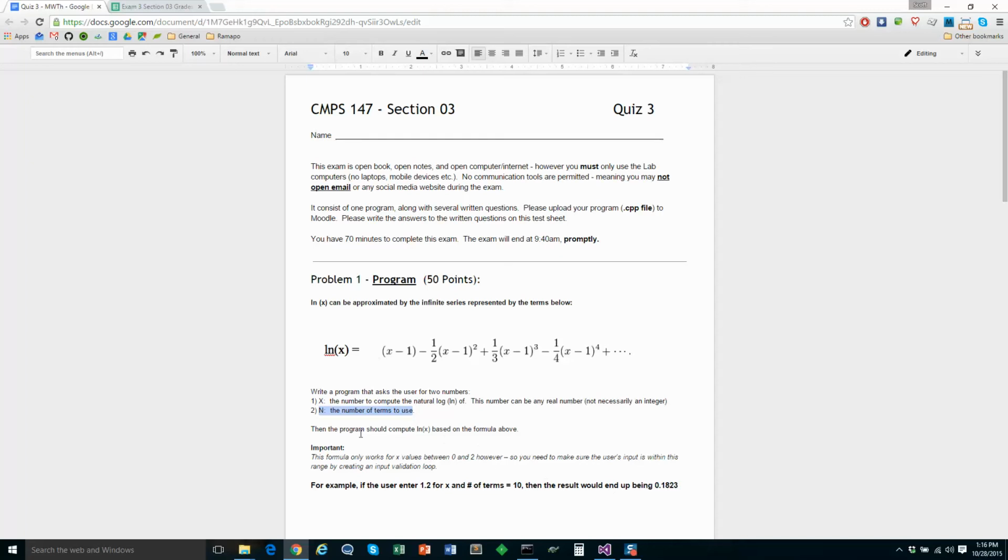Now, I added a few other caveats into this program. First off, and this was probably the most critical, the formula that I gave you is only valid for values between 0 and 2. So I was looking for some input validation to make sure that happened. That was sort of the last thing that you needed to do, and it wasn't the most important, and it wasn't where you got most of your points. Most of your points came from the formula. So let's switch over to the code.